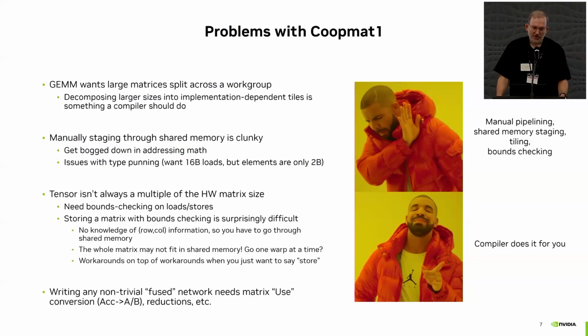Additionally, there's a few operations that are missing. Being able to convert accumulators back to A matrices so you can then do some more operations on it, doing row or column reductions. So those are missing as well from CoopMat 1. But the big takeaway really is, it doesn't have to be so complex. The compiler could have more of the responsibilities, and it could be a joy to use.